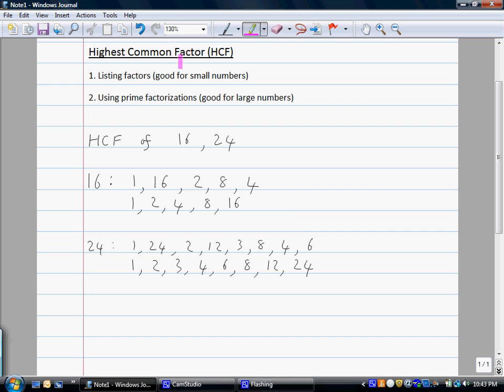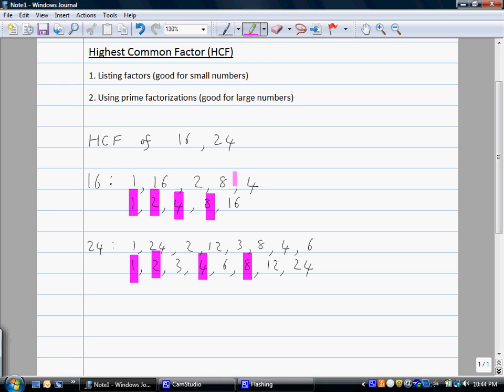I'm looking now for the highest common factor, so the largest number which is in both lists. So it's a good idea maybe just to circle the ones which are in both lists. So I've got 1 and 1, I'll just highlight them. 1 and 1's in both, 2 and 2's in both, 3 is not in both, 4 is in both, 6 isn't, 8 is in both, and 16 isn't.